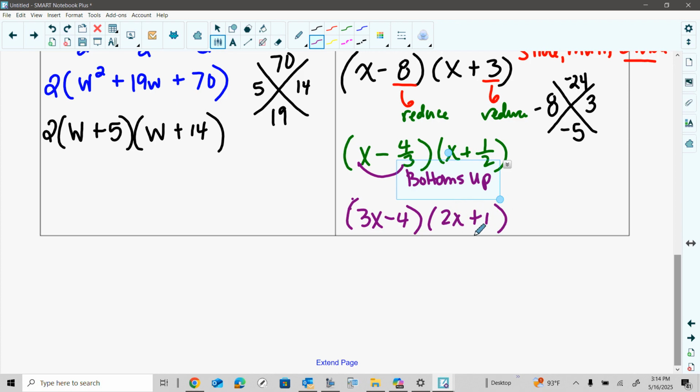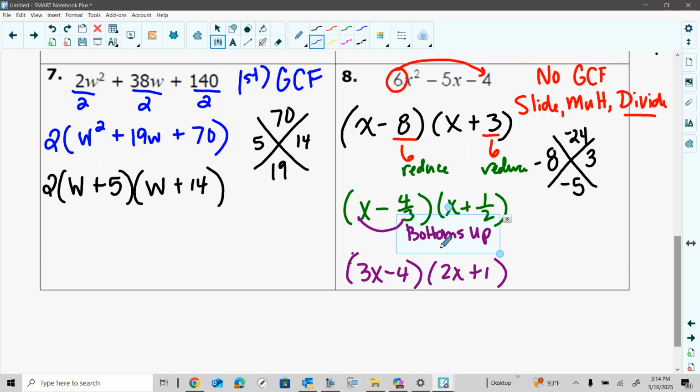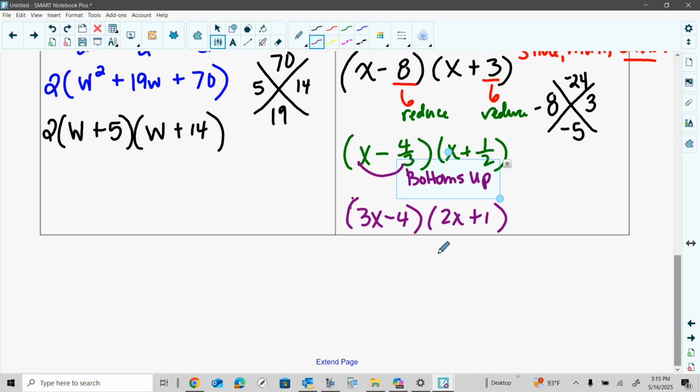All right, so that will take care of factoring polynomials. Just do this next question here. Check your understanding online. All right, thanks.